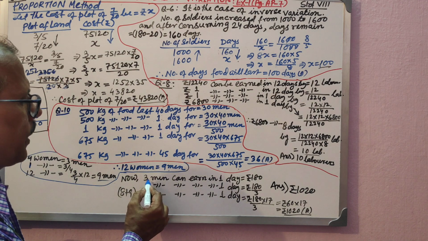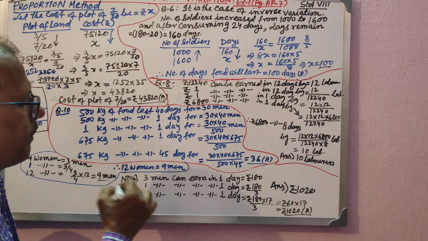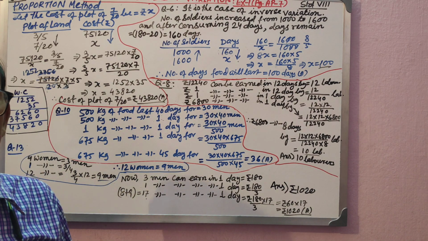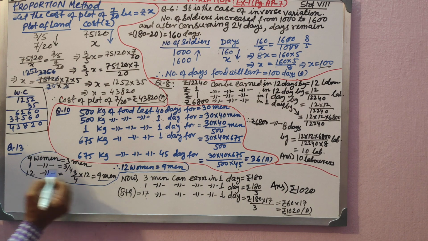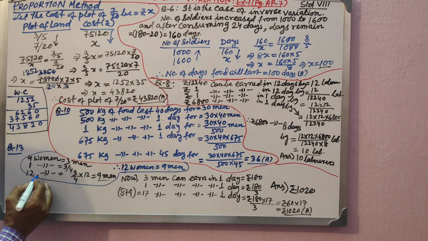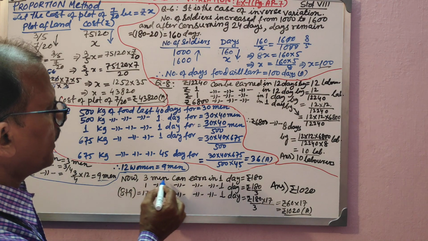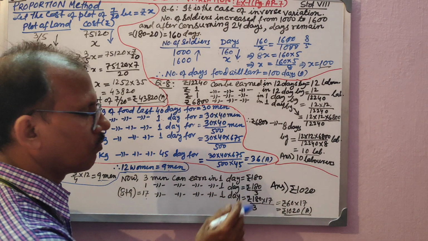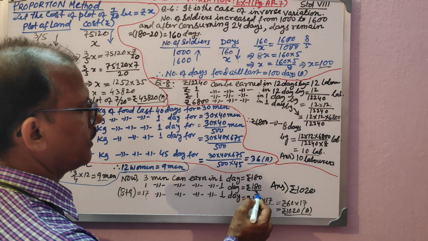So now you have converted in terms of men's manpower. Could you understand? You have converted in terms of men's manpower. So from the first criteria, you have found out the man in respect to man, not woman. Could you understand? So 3 men can earn in one day rupees 180. 1 man can earn in one day, definitely he will earn less, so it will be divided.